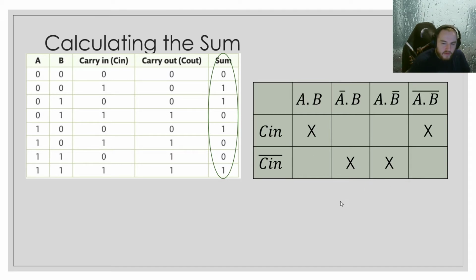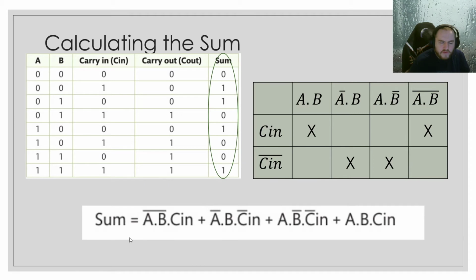So we have to put this in an equation. So you've got not A, not B, which is this one, but there is a C, so not A, not B, C in. You've got, sorry, not A, B, not C, which is this one. I don't know why it does it in that order, but it does. Then you've got A, not B, not C, which is this bit. And then you've got A, B, C in, which is this one here.